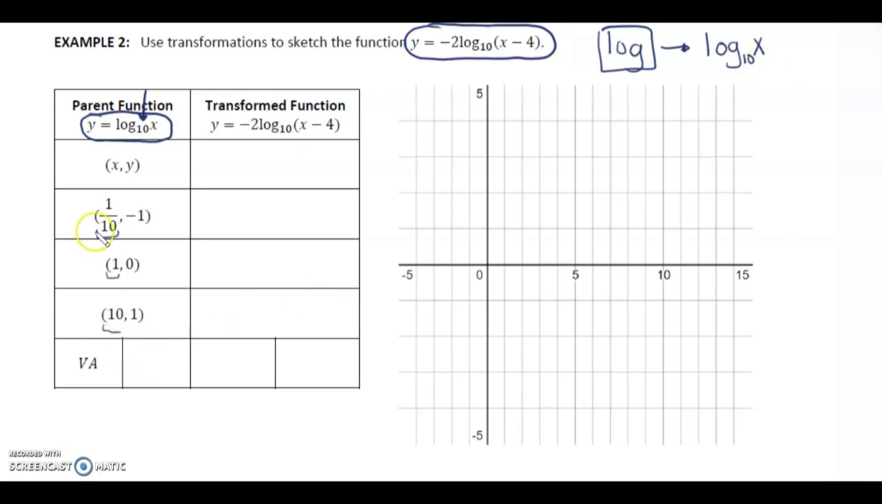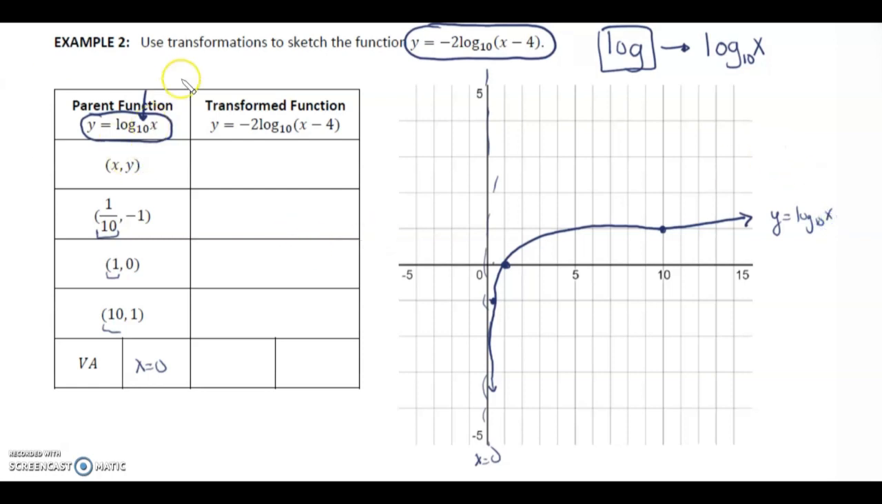Okay, but here are the three coordinates that we're going to use: 1 tenth and negative 1, 1 and 0, and 10 and 1. Then we're going to have a vertical asymptote right here, and this is at x equals 0. So this is the original. And by the way, it goes up and up and up, just gradually, very, very slowly, but forever. So this is y equals log base 10 x.